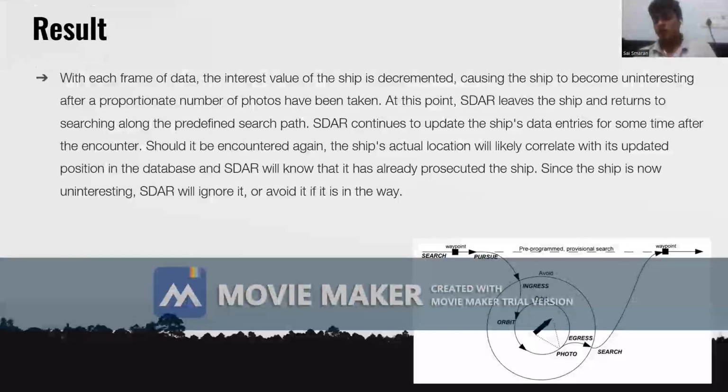In this, there are 2 points: ingress and egress. Ingress means incoming onto the target, egress means exiting from the target once the operation is done. It is mainly used to pursue and track the enemy's locations.